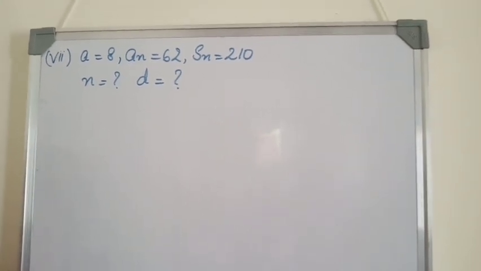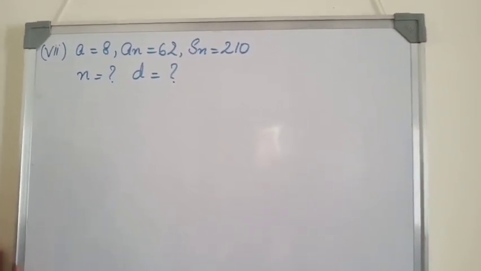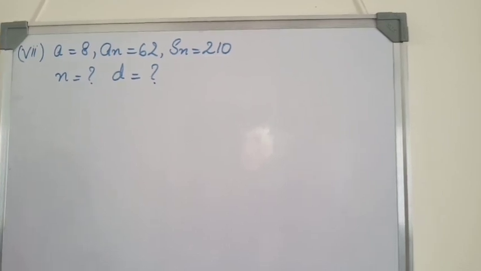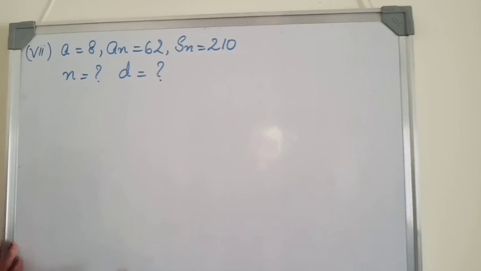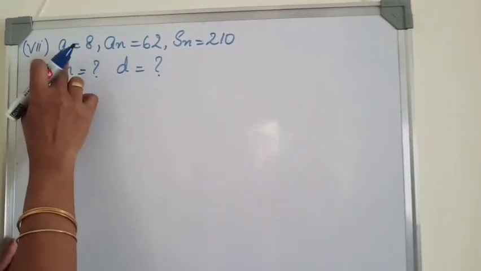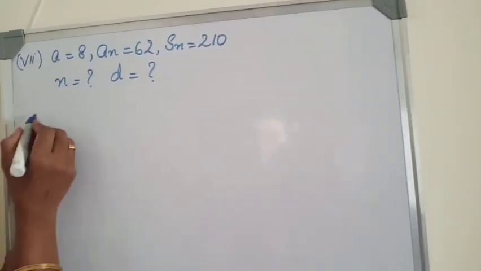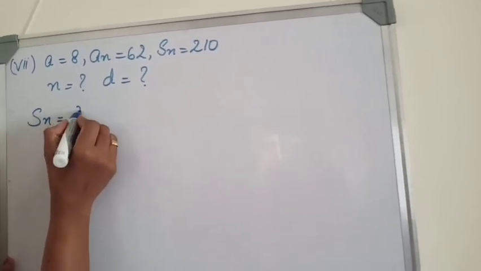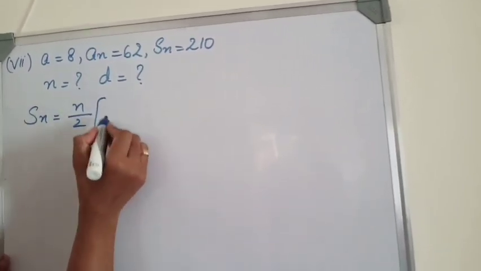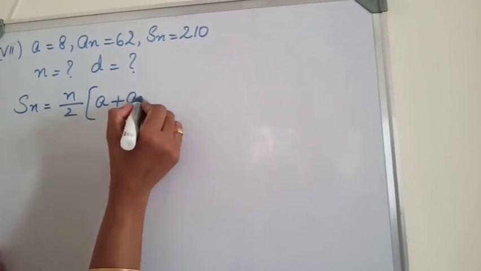Now the seventh question is a equals 8, an equals 62, Sn equals 210. We have to find out n and d. As Sn, an and a are given, we will use the second formula. First, Sn is equal to n by 2 into (a plus an). This formula we will write.